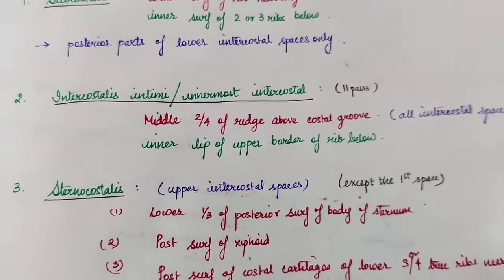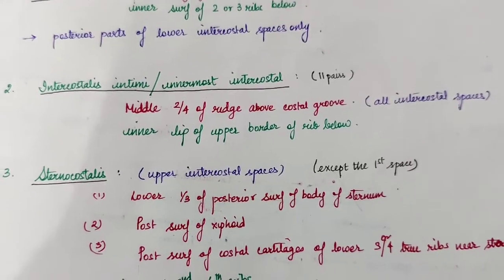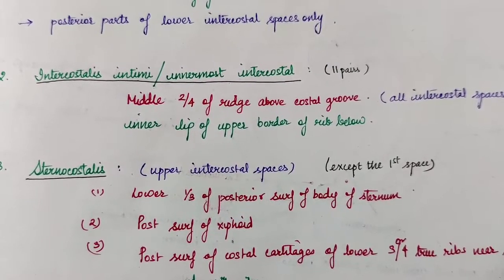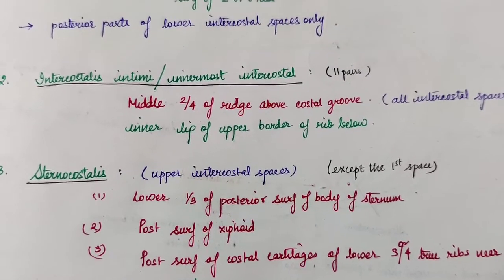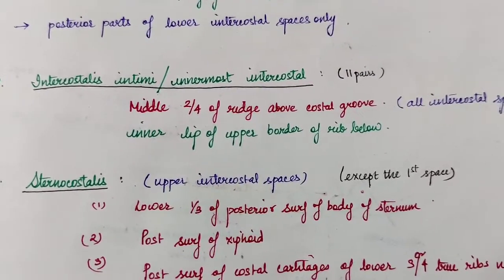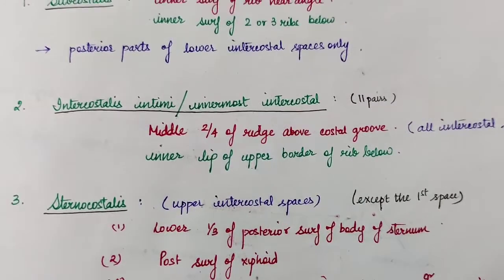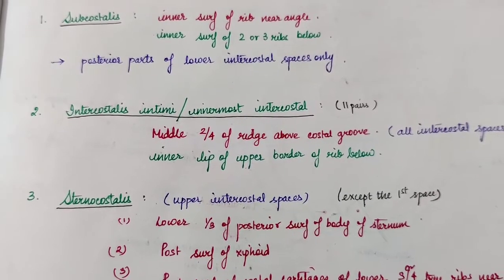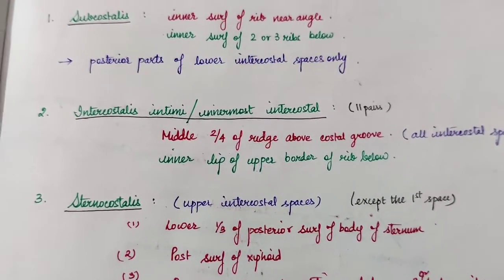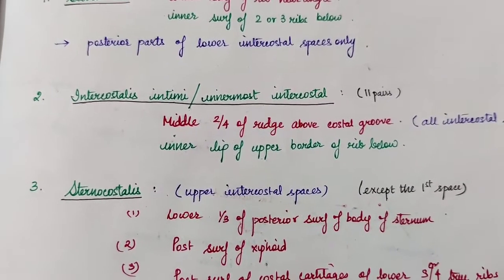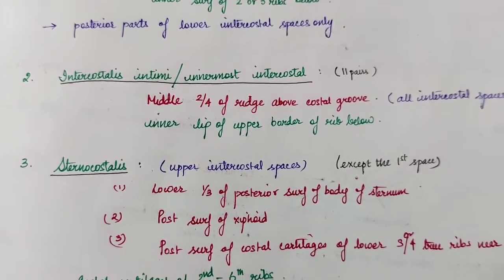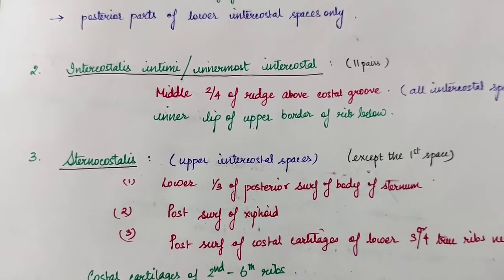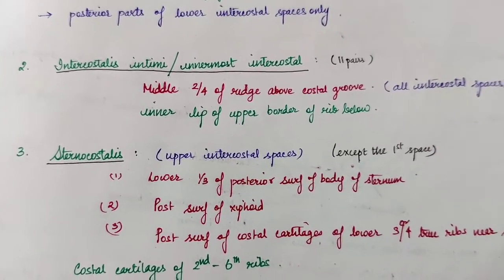Next you have the intercostalis intimi, which is the innermost intercostals, which are also 11 pairs. They originate from the middle two-thirds of the ridge above the costal groove, and get inserted in the inner lip of the upper border of the rib where the internal intercostal muscles get inserted.